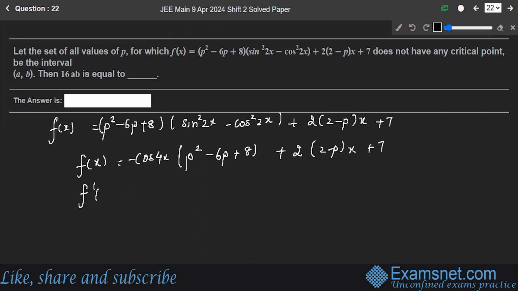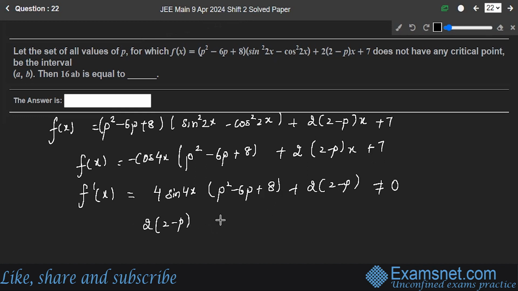Now, it doesn't have a critical point. So, that means the derivative is not equal to 0. Let's find out the derivative of it. It will give you 4 sine 4x into p squared minus 6p plus 8, plus 2 minus p. This is not equal to 0 because it doesn't have any critical point.